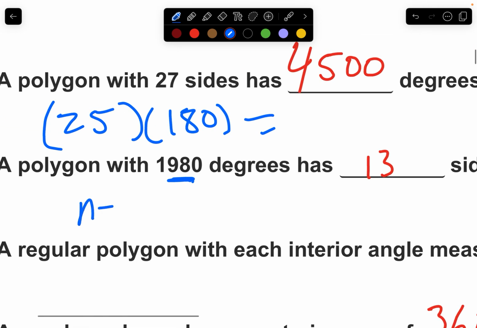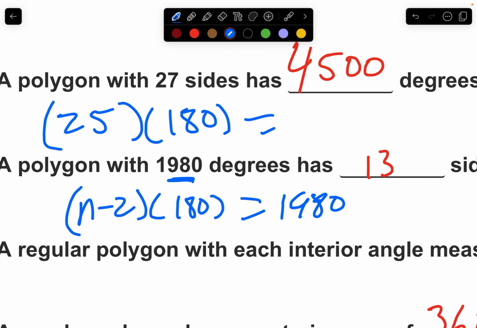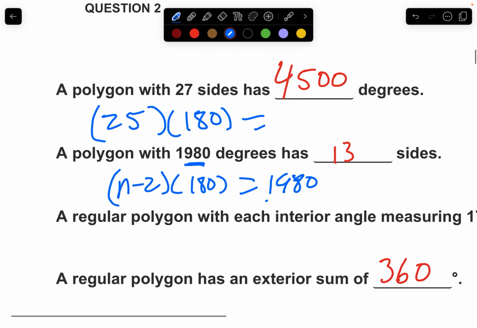If I were to write it out algebraically, we know that n minus 2 times 180 equals 1980. How do you solve that? You divide by 180 to cancel out the 180, and then you add 2 to cancel out the 2. 1980 divided by 180 plus 2 is 13. Perfect.